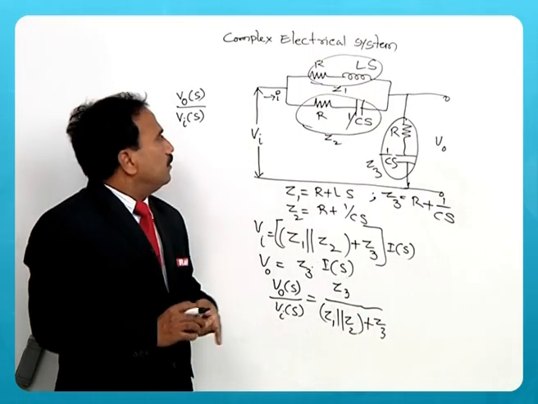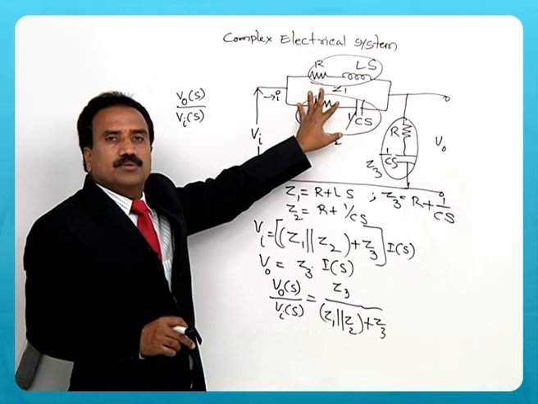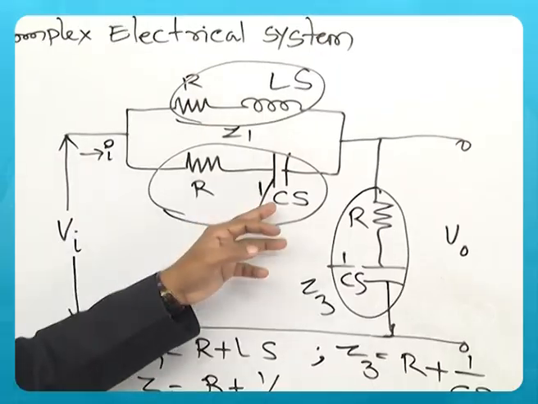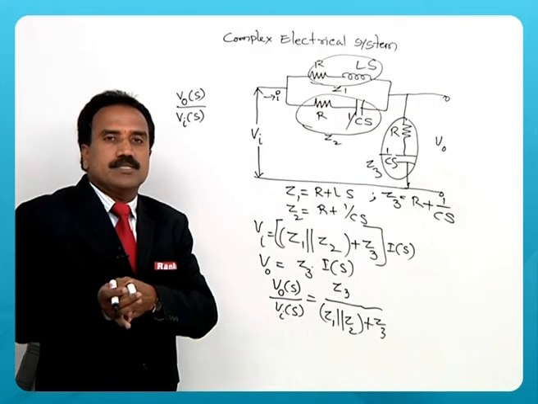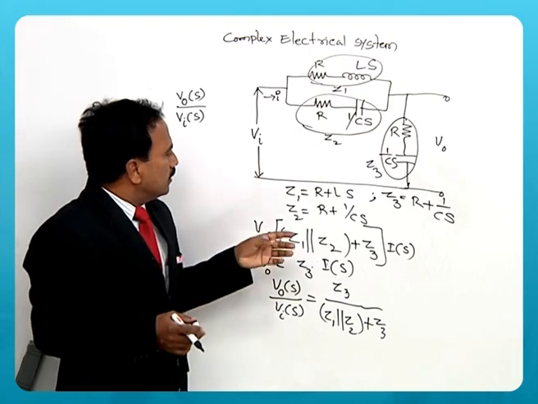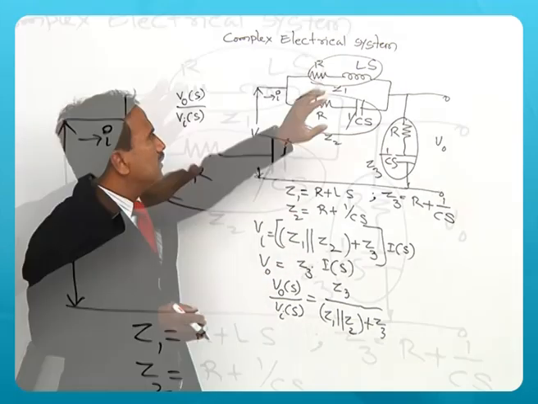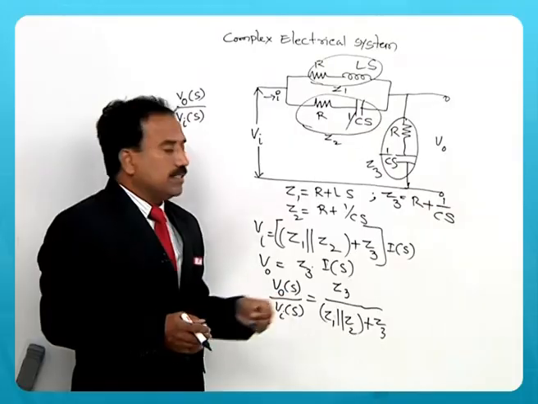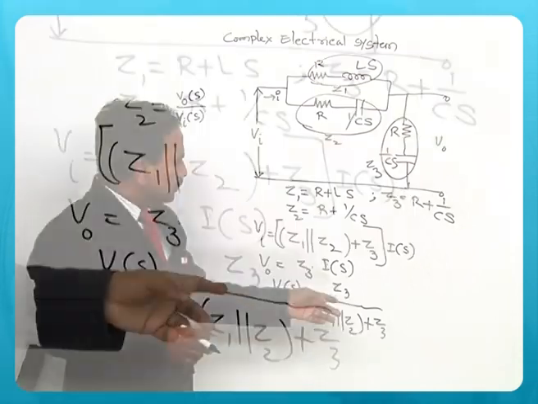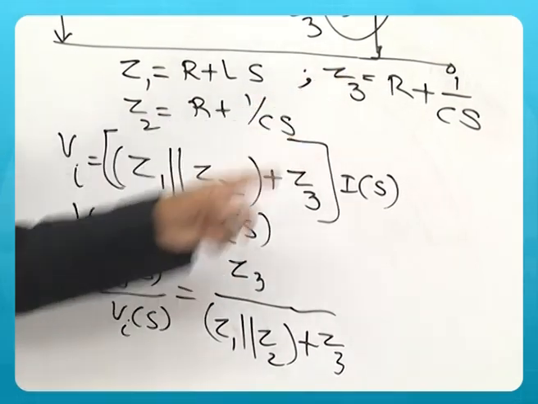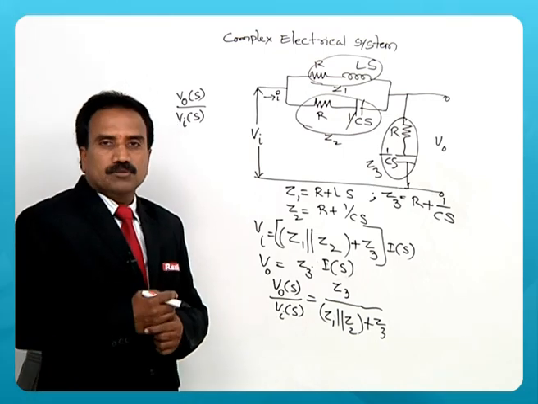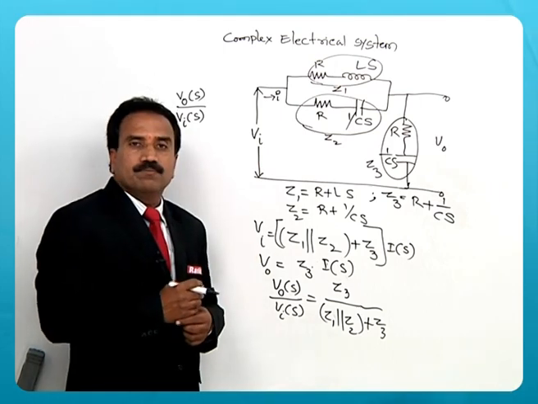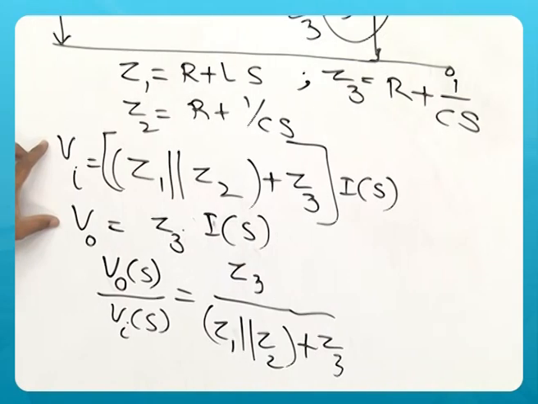That's all. It looks like a very complex circuit or electrical system, but once you transform inductance and capacitance into Laplace impedances as Ls and 1 by Cs, it is so simple: this combination becomes one, and then Z3 is added to that. To find the transfer function, substitute the values of Z3, Z1 and Z2, and you can get the transfer function finally. Any values given, you can just substitute, but what is important is writing these two equations.